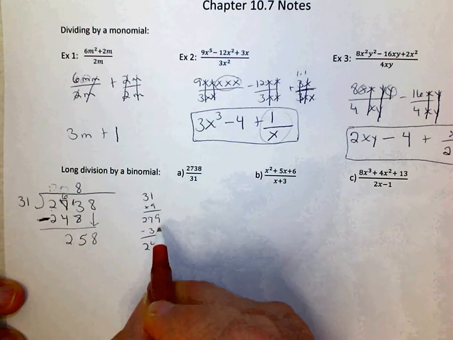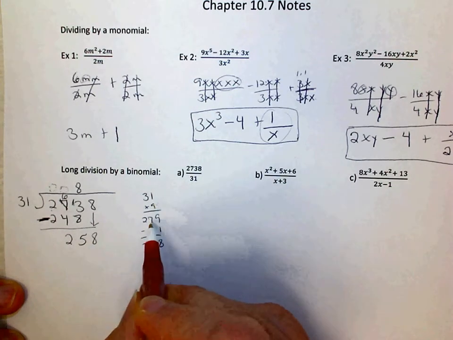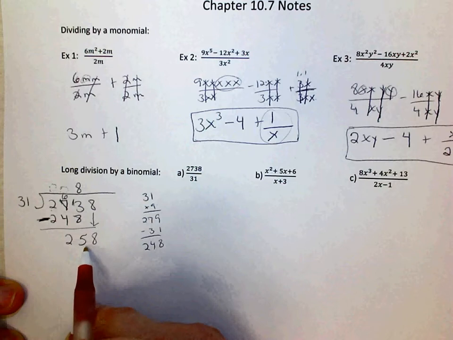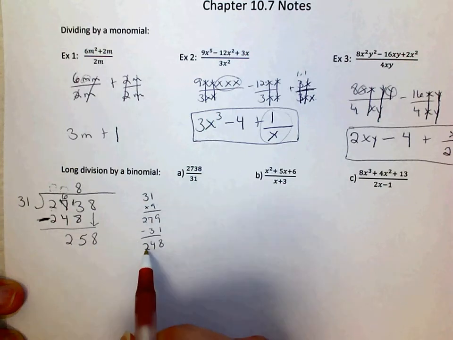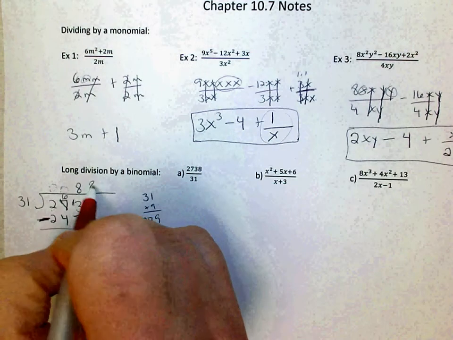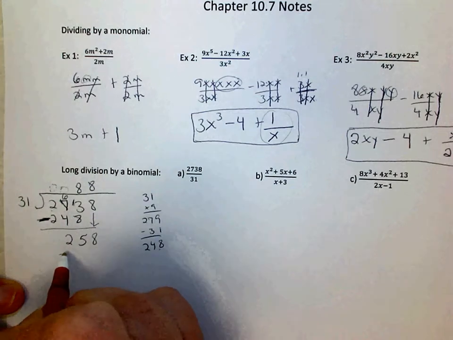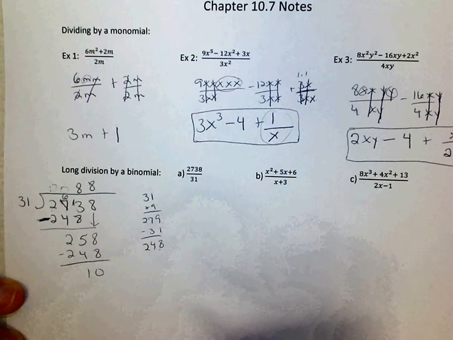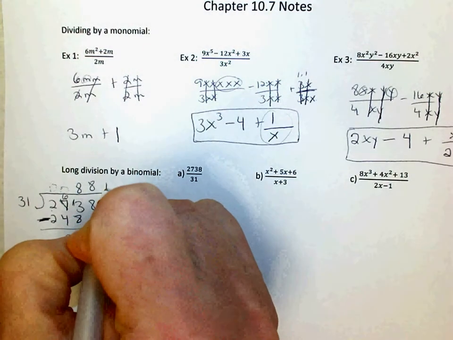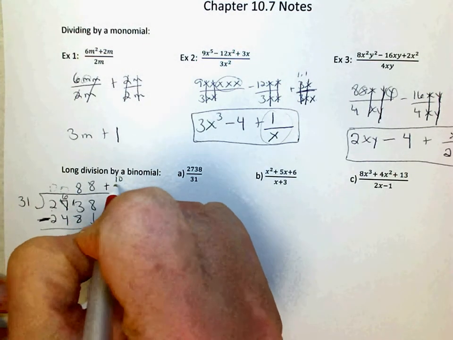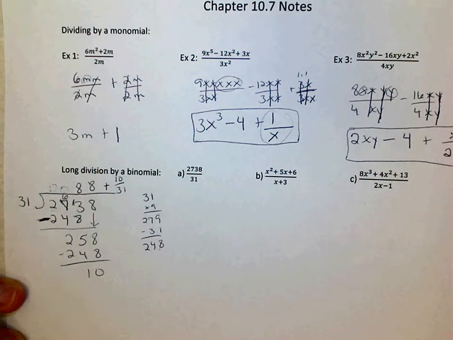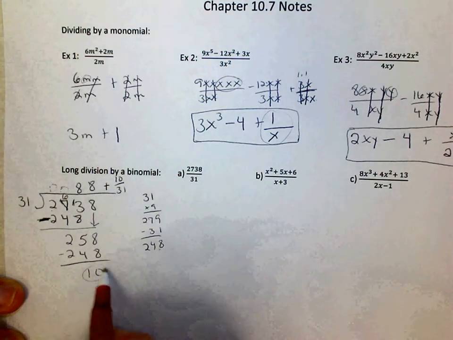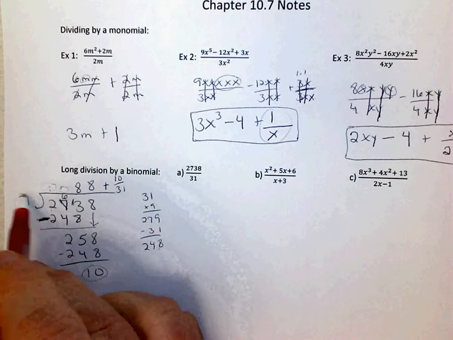And 9 times 31 is 279. That's too big. So this is going to be another 8. So minus 248, and that leaves us a 10. So we say plus 10 over 31. A remainder over our divisor.